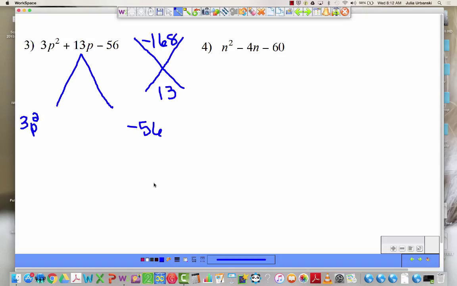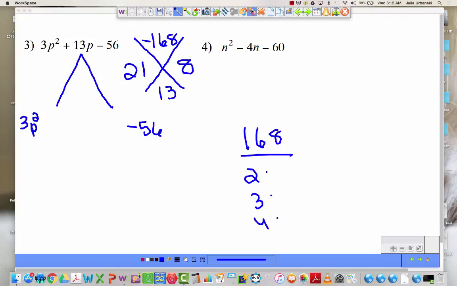21 and 8, I think. I thought that because the 16 and the 8 could both be divided. 21 and 8. Okay, if you don't know how to come up with those numbers, you just start listing them out. 2 times what, 3 times what, 4 times what, until you find it.